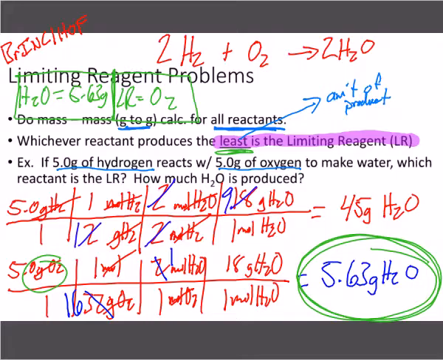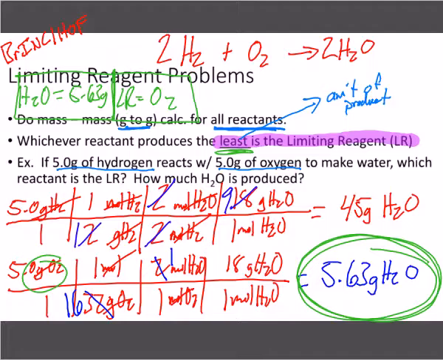Okay? If we looked at hydrogen, hydrogen could produce up to 45 grams of water, but it's not going to be able to produce this much because oxygen ran out first, right? We can only produce at most 5.63 grams of water because our oxygen ran out. We can't go beyond that. Once something runs out, you're done. Your process is over. Right?